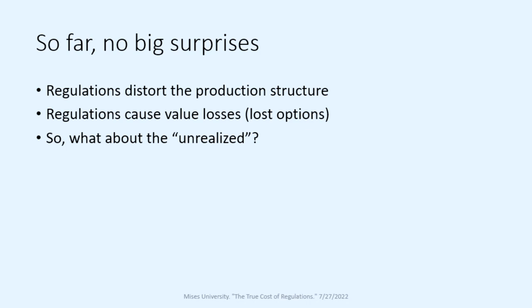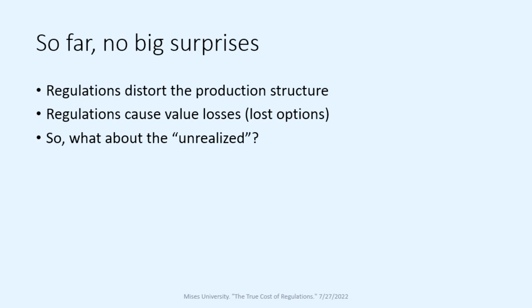Regulations distort the production structure, as we saw, right? Under and over investments in different things that are not actually aligned with consumer wants. Regulations cause losses, because those options that would have been there, the higher valued options, in this case the iPod Touch, is not going to be there. So we lose that value, and whatever difference there is between the iPod Touch and the Walkman. Is there more? Yeah, there is more.